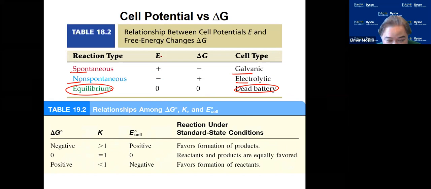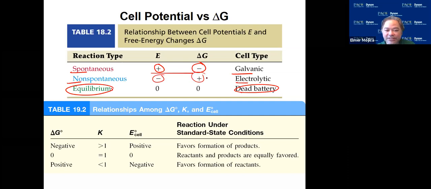Synonymous to this, the cell potential will be positive in a spontaneous cell and the free energy is negative. That's why the battery is doing the work, right? The battery is the source of the energy that will do your work. If you have a non-spontaneous reaction, you have a negative cell potential and a positive delta G, and it will not run unless you apply energy to it.